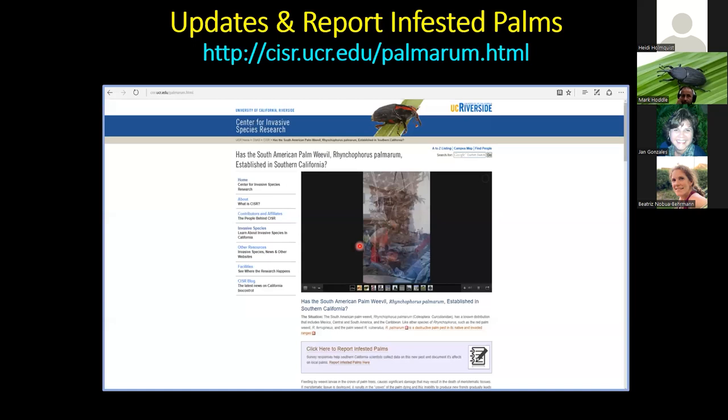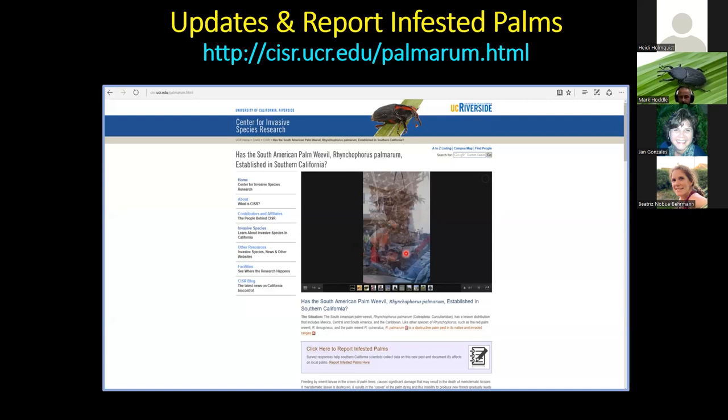Okay, we need your help to figure out where this weevil is going in San Diego County and other parts of Southern California. We have a website up which you can go and visit, and you can report infested palm trees there. You can load up your contact details, a photograph, GPS coordinates, the street address. Any information that you can provide on the locality of those new palm finds is very useful to us. And we're plotting those into a Google Earth map so we can monitor the spread of the weevil within the infested areas, see how far north it's going, how far east it is going as well.